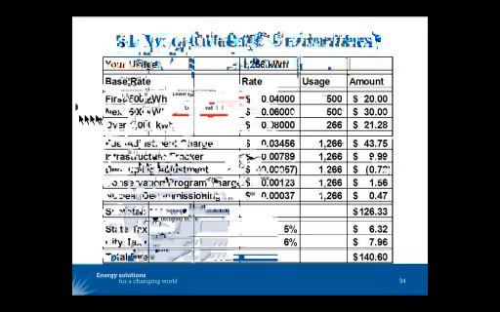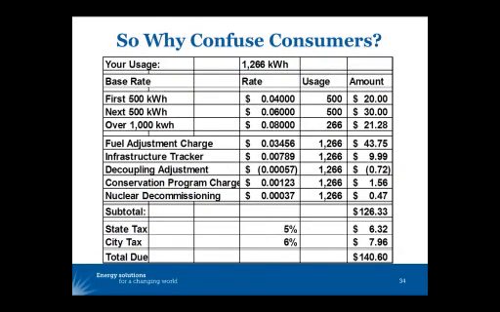This is an illustration of an electric bill of a utility, for a customer with 1,266 kilowatt hours of consumption. It's a 3-block inclining block rate: 4.6 cents, 6 cents, and 8 cents above 1,000 kilowatt hours. But then I've got a fuel adjustment rate, an infrastructure tracker, a little decoupling decrease, a conservation program charge, nuclear decommissioning, a subtotal of $126, and then state tax and city tax on top of that. And the customer's bill is $140.60.